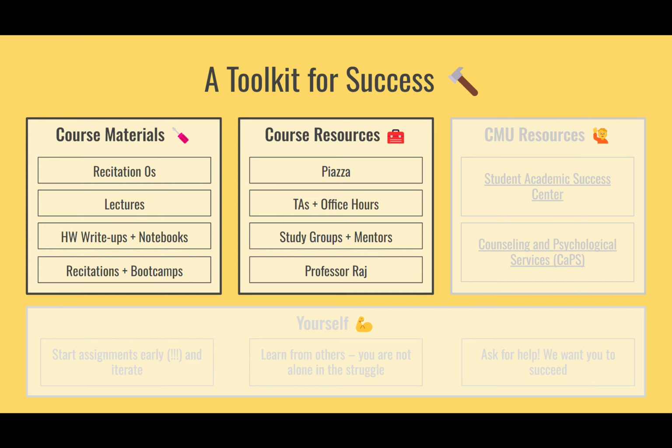So course materials include things like the Recitation zeros, which provide help on a lot of the basics that you'll need in the course, the lectures and lecture notes, which, if you're struggling with any of the concepts, is probably the first place you'll want to go back to, either re-look at the slides or rewatch parts of the lecture to make sure you understand.